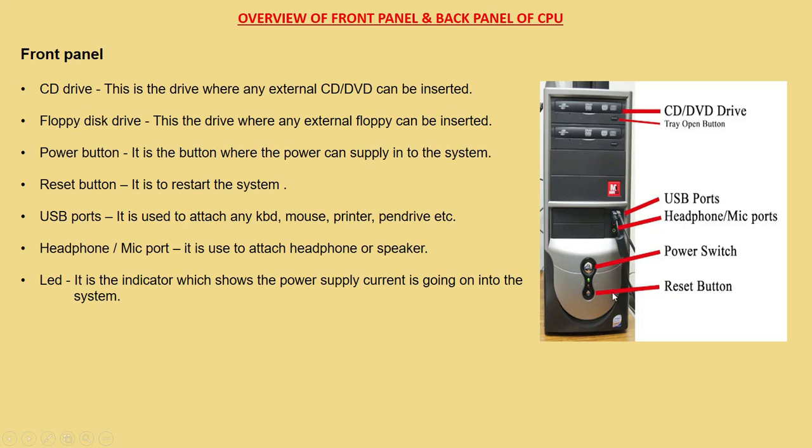What components are available on your front panel? That is your CD drive, floppy drive, power button, reset button, USB port, headphone, or it can be pronounced as mic port, and LEDs are there. Now see, these are the CD and DVD drives, where we are able to insert a CD or DVD. And this is the button for opening the tray of the DVD or CD drive.